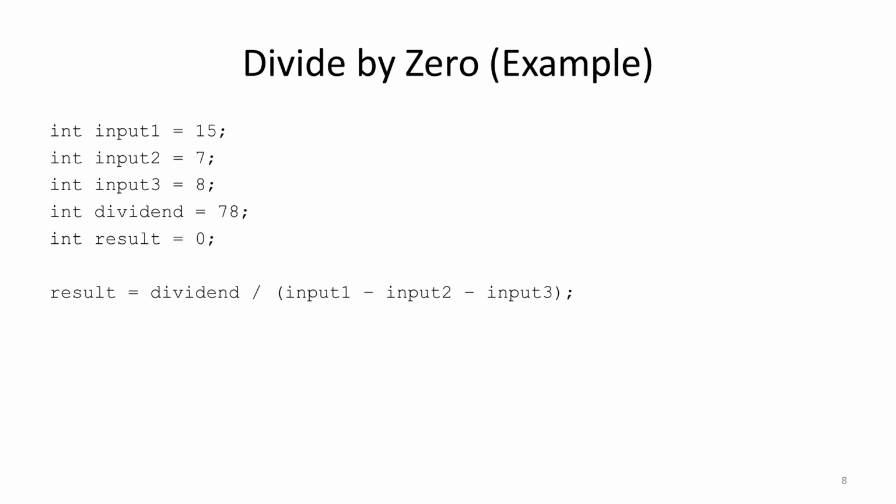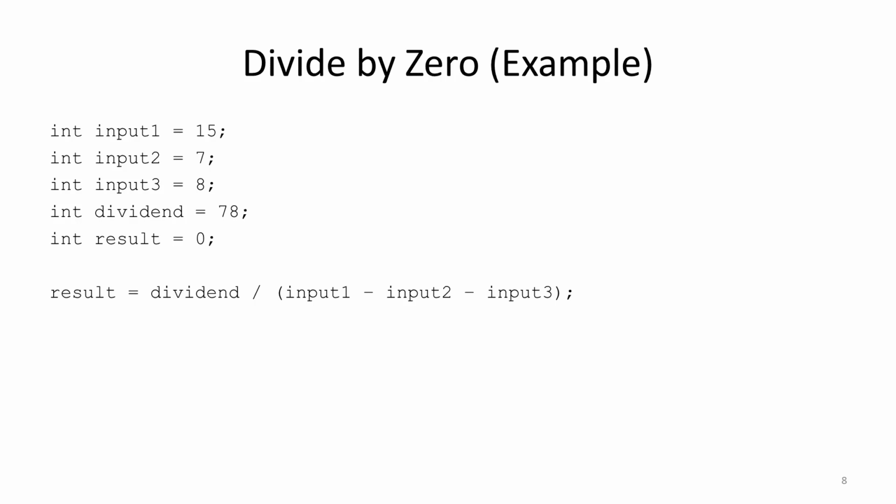For example, maybe the user does actually follow the directions. They don't actually type in 0, but maybe the combination of values that they enter results in a 0. So on this slide, I have some variables, input 1, input 2, and input 3. And let's say those values come from the user. So the user entered 15, 7, and 8. So none of those values is a 0.